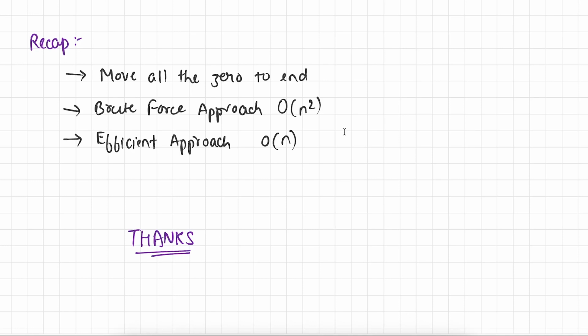In this approach, the time complexity came out to be big O of n square. And after this, we saw the efficient approach to solve this problem. In the efficient approach, instead of moving all the zeros to the right, to the end, we are bringing all the non-zero elements to the beginning of the array. And in this approach, the time complexity came out to be big O of n. So we have significantly reduced the time complexity to solve this problem from n square to big O of n.